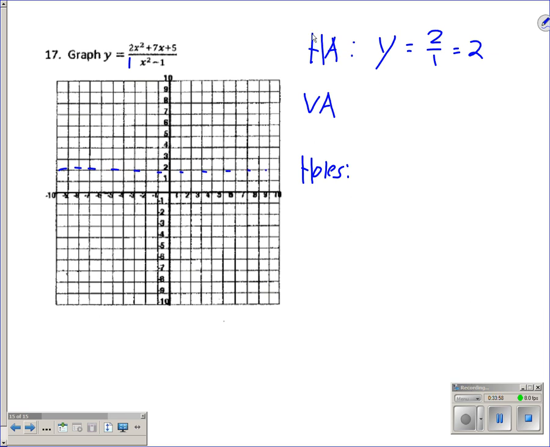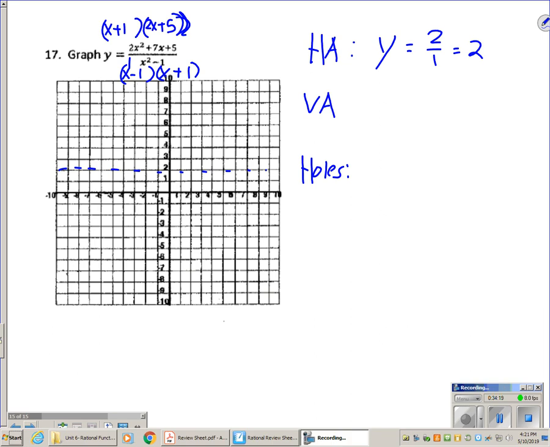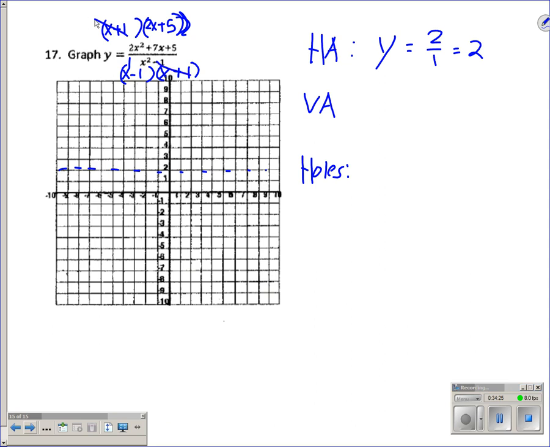Now, to figure out the vertical asymptotes and the holes, we are going to factor the top and the bottom. So the bottom factors to x minus 1, x plus 1. And doing bottoms up, I'll let you go through the process of doing bottoms up. But when you do, whenever you factor that, it gets to x plus 1 times 2x plus 5. Now, what crosses out is the x plus 1 and the x plus 1.